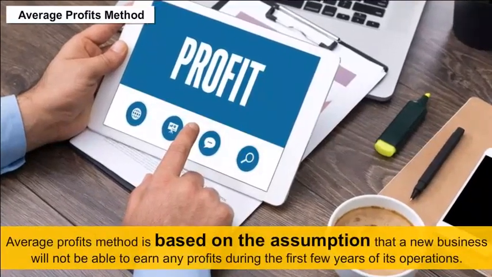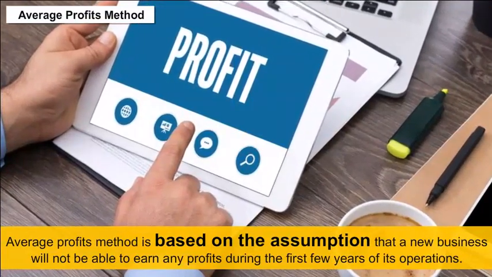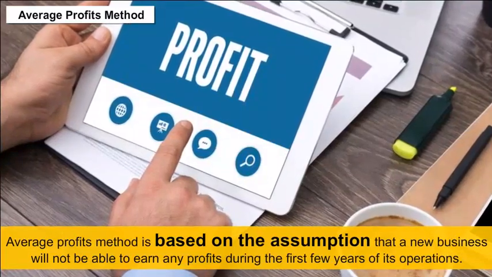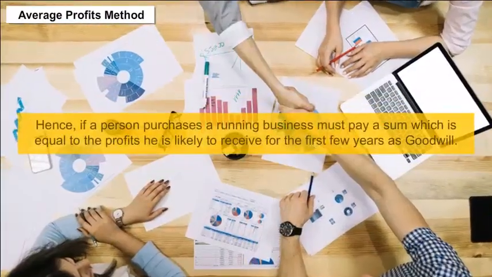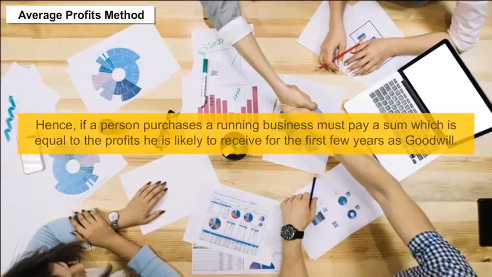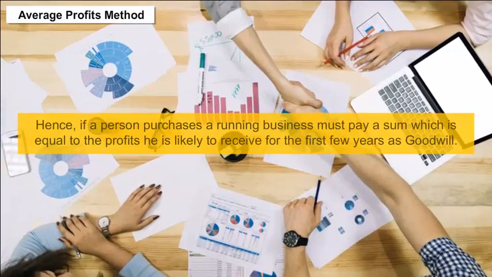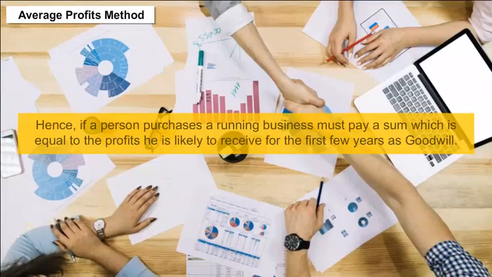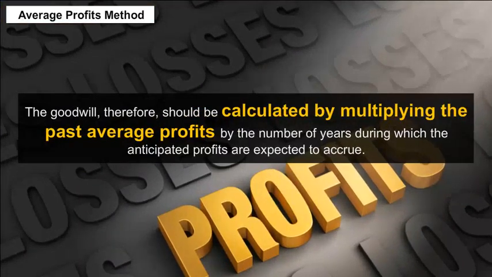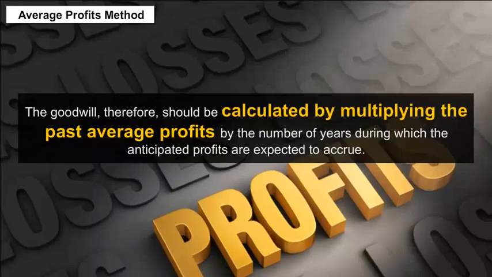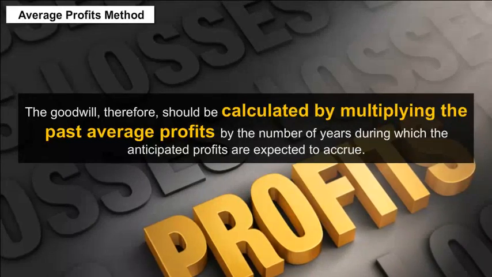Average profits method. This method is based on the assumption that a new business will not be able to earn any profits during the first few years of its operations. Hence, if a person purchases a running business, he must pay a sum equal to the profits he is likely to receive for the first few years as goodwill. The goodwill, therefore, should be calculated by multiplying the past average profits by the number of years during which the anticipated profits are expected to accrue.